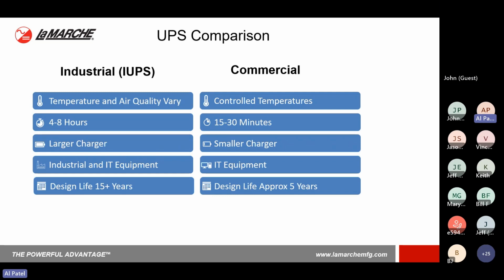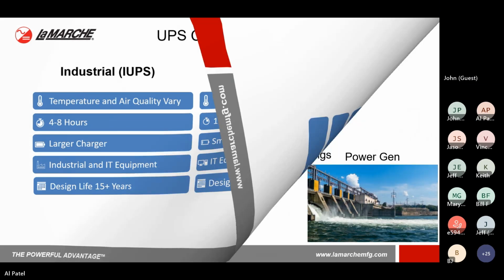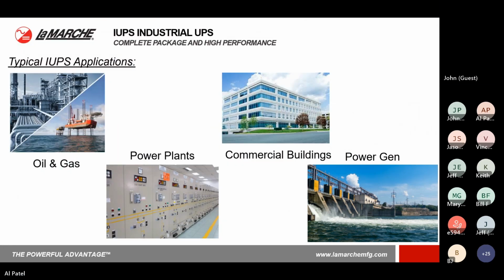The other nice thing about the industrial UPS, it does provide serviceability, meaning that you can service the unit in the field. While the small compact units for commercial type UPSs are basically on a replacement basis. Typical applications of IUPS: oil and gas, oil platforms offshore, power plants, hydro plants, wind power, commercial buildings, and also power generation.